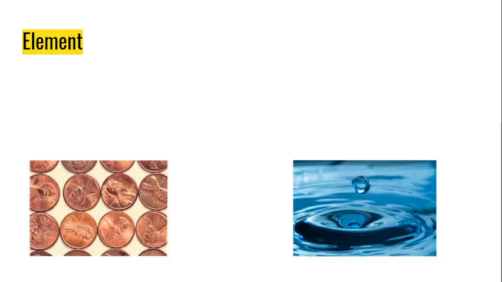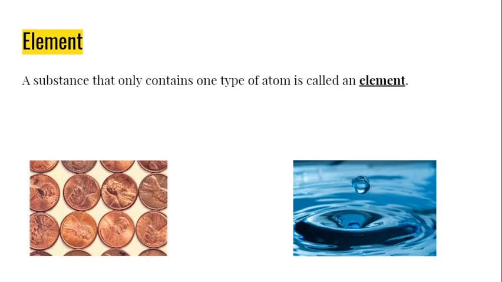Now, an element. I have two pictures up here. I have some pennies, and those pennies are made out of copper, and I've got some liquid water over here on your right. And of course, that's made of small water particles. Now, a substance that only contains one type of atom is called an element. So, if it only has one type of atom in it, or it is as pure as you can realistically make it, it's what we call an element.